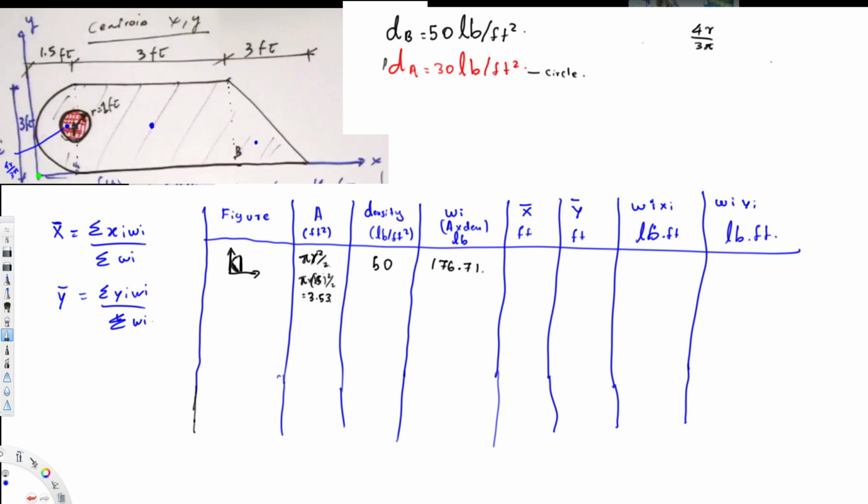And for this circle, it's going to be exactly in the middle. The small circle, it's going to be exactly in the middle because it's a full circle. So we can put the centroid now. So now let's calculate all the values.